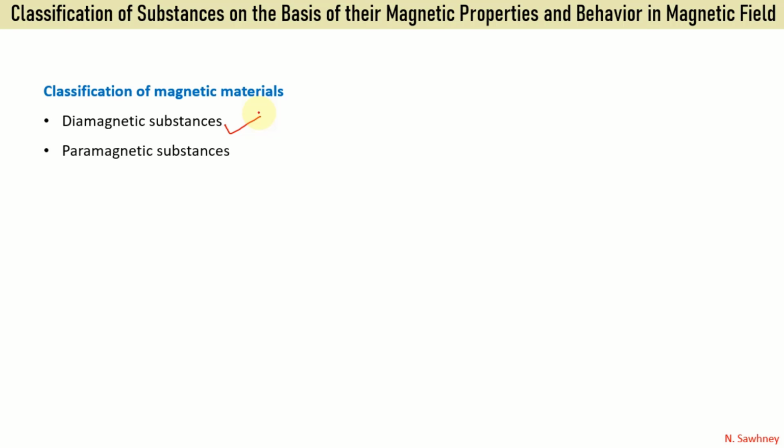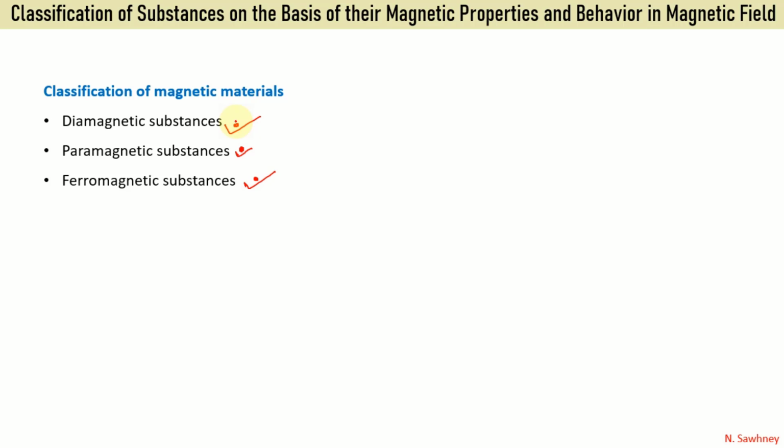The second one is paramagnetic substance. These are those substances which are weakly or feebly magnetized in the direction of the magnetizing field. And the third one is ferromagnetic substance. These are those substances which are strongly magnetized in the direction of the magnetizing field. That means this shows strong magnetization, this shows weak magnetization, and this do not magnetize at all.